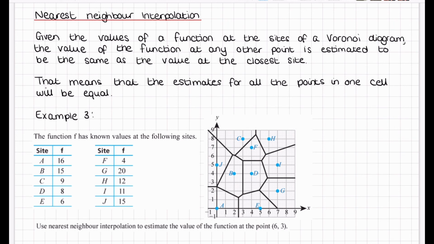Use nearest neighbour interpolation to estimate the value of the function at the point (6, 3). So what we need to do here is find out where (6, 3) is on the diagram. So (6, 3) would be here, which is in the cell of G. Now, because it's in the cell of G, it just takes the value of the function at G. So now we go to our table, we look for G, and the value of G is 20, therefore the estimate of the value of the function at (6, 3) will also be 20.